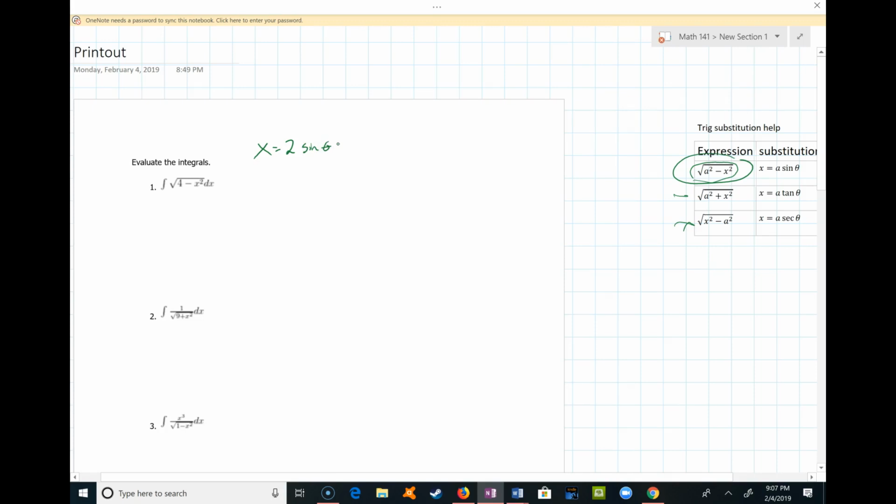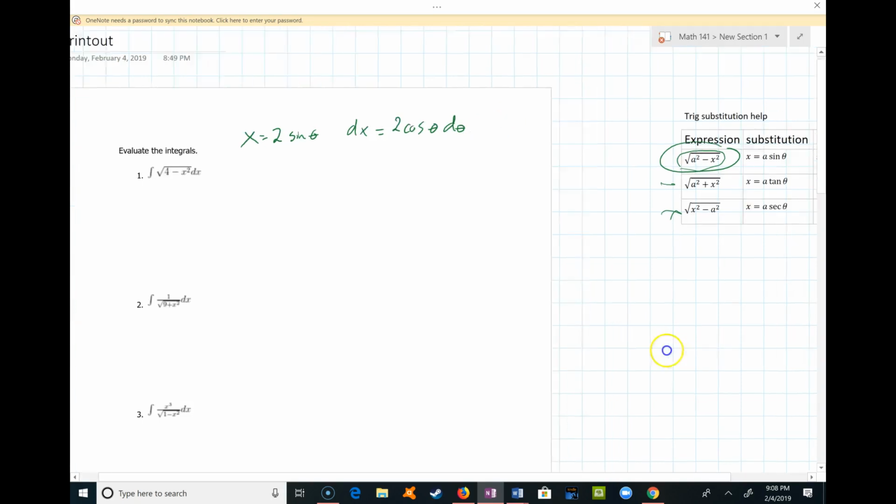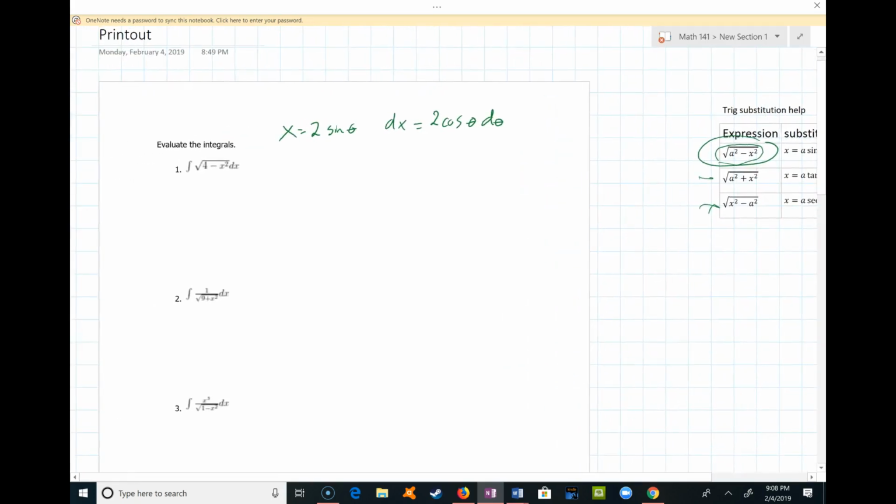Everyone see where the a comes from. You can rewrite this as the integral of the square root of 2 squared minus x squared dx, and you can see that the 2 is a. So we're letting x equal 2 sine theta, which means dx, because we always have to figure that out whenever we do substitution, would be 2 cosine theta d theta. So far so good.